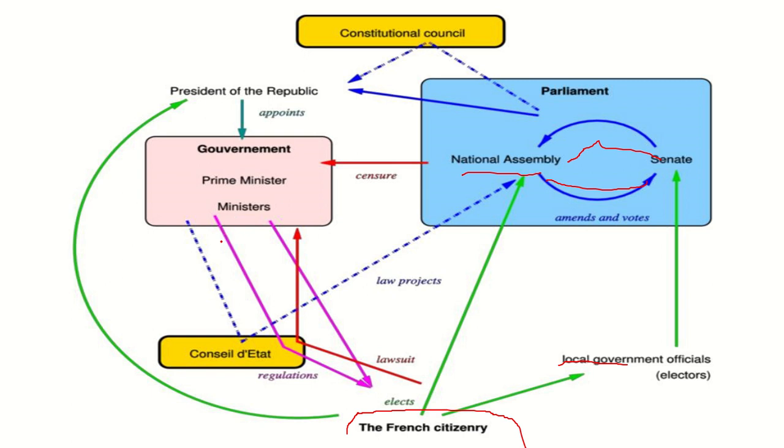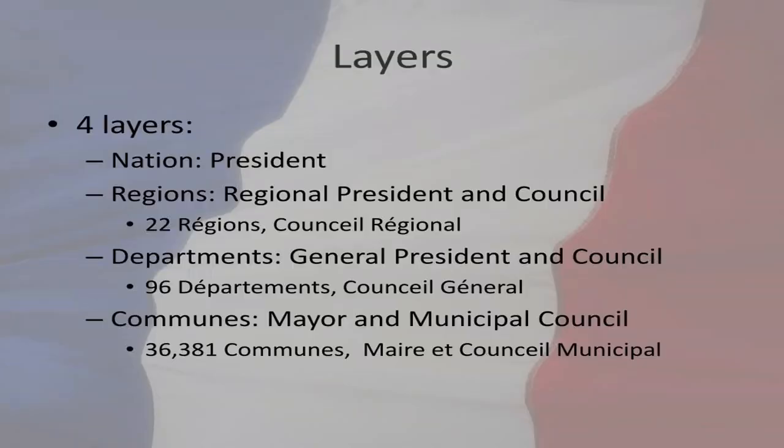The Prime Minister and ministers are also elected by the French citizenry. After this, the Minister and Prime Minister appoint the Conseil d'État, which is a council for a minister, over there in France, like our parliament. After this, the Conseil d'État appoints the National Assembly and Senate. And the National Assembly and Senate also play a major role in appointing the President of the Republic. This is all about the French Constitutional Council.